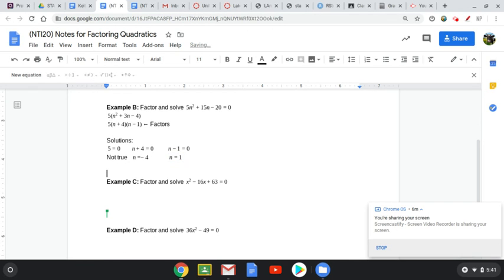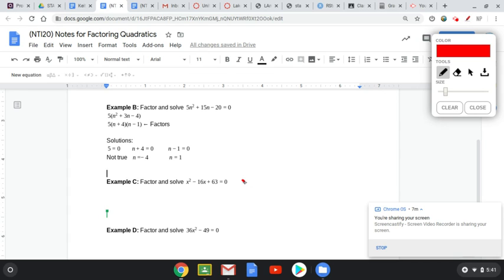All right, example C says factor and solve this right here. So the first thing that I check is, is there anything in common between a 1x squared, negative 16x, and 63? And the answer is no. There is nothing that goes into all 3 of those terms. So I go ahead, and at that point, I just make my x. So I say, okay, what multiplies to 63 and adds to negative 16?